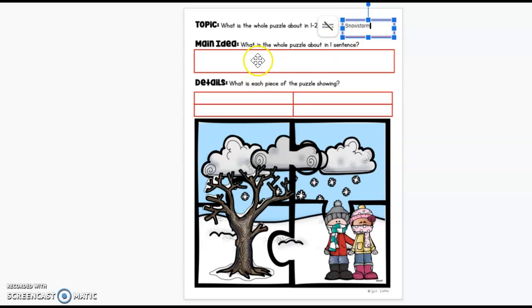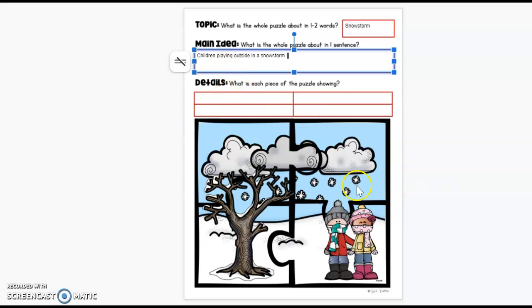And then it says, what is the whole puzzle about in one sentence? All right. Well, it looks like the entire picture, it's snowing, it's outside, and there's children. So the entire passage is about children playing outside in a snowstorm. And then you're going to have some details.